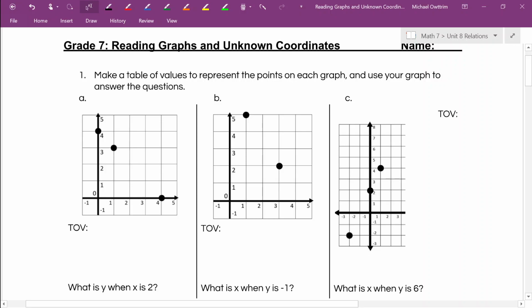Hello class, today we are looking at reading graphs and figuring out unknown coordinates. In question 1, we're just starting nice and easy by making a table of values to represent the points on each graph, and then using that graph to answer our questions.